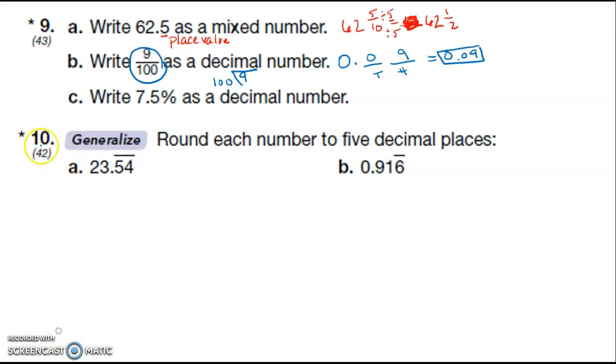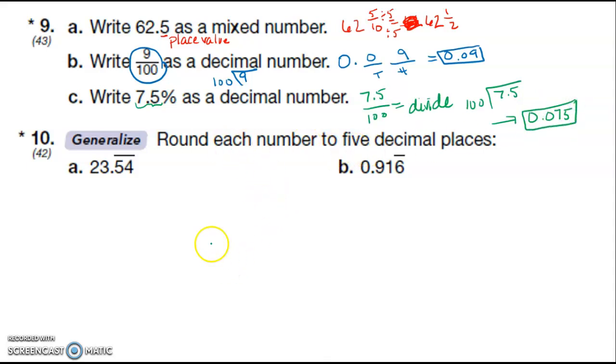All right. And C, 7.5% is a decimal number. Some of you are going to say, Mrs. Ross, this already has a decimal in it, and you're not wrong. However, you're more wrong than the right answer. So 7.5% is 7.5 per 100. So if we divide 7.5 by 100, we're going to get 0.075, and that is the answer to C.